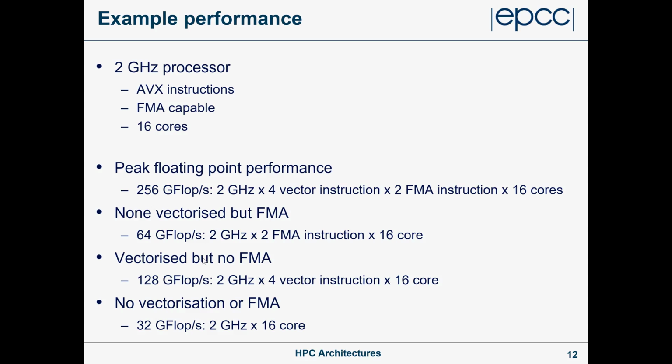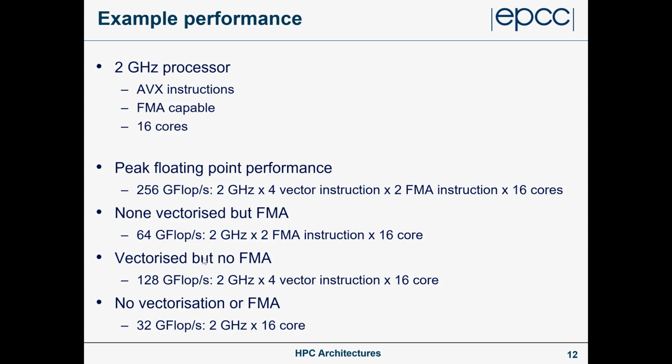Of course, it also lets us say, well, if my code doesn't vectorize well, if it doesn't match up into these patterns of code which do the same instruction on consecutive bits of data, floating point instructions on consecutive bits of data, then the most performance I'm ever going to get out of this example processor is 64 gigaflops, because I've got 16 cores, each can run at 2 gigahertz, and each could do a fused multiply-add instruction. So if my code doesn't vectorize but does do fused multiply-adds, then I could get at most 64 gigaflops.